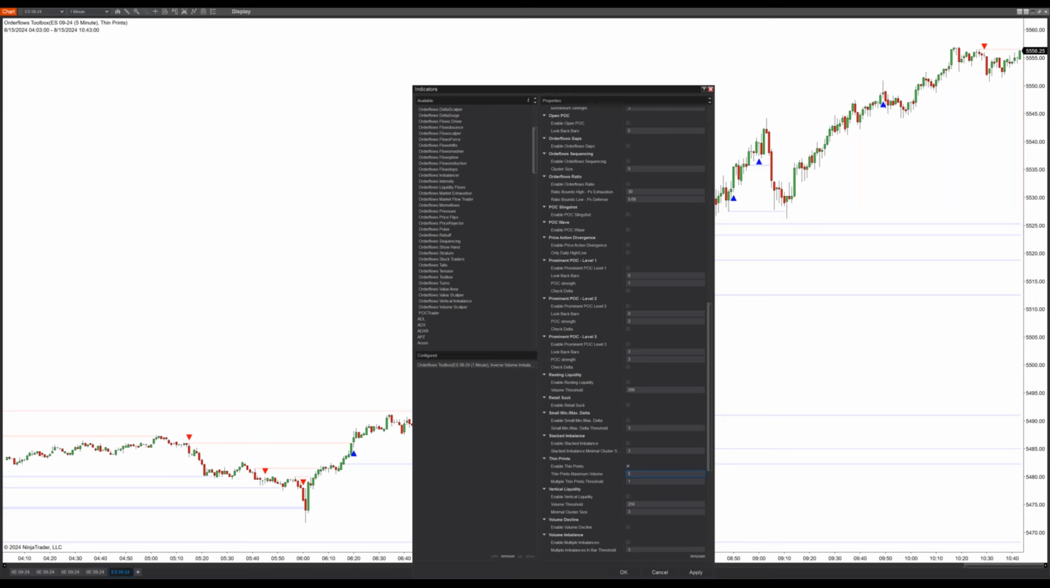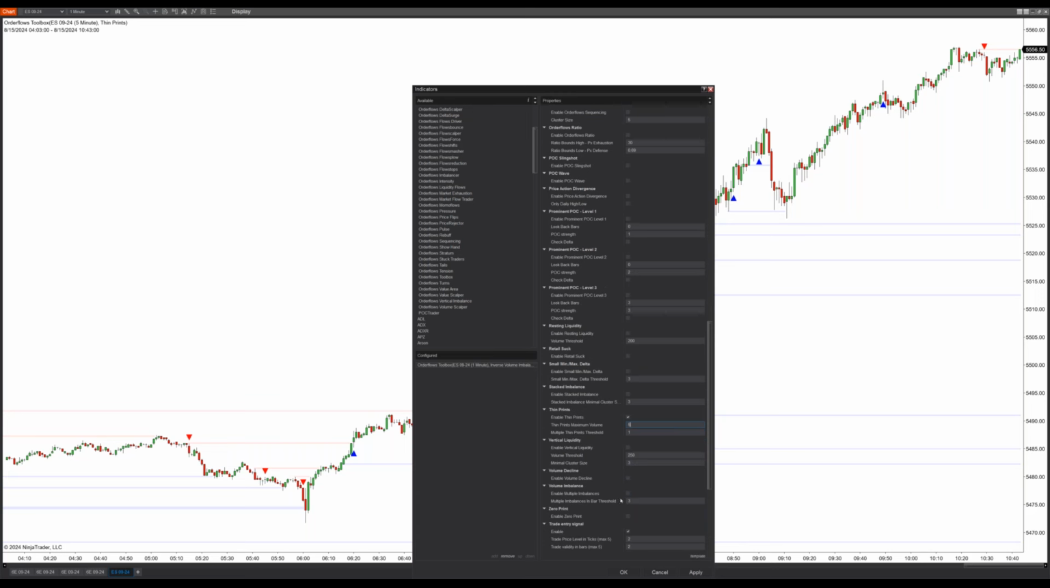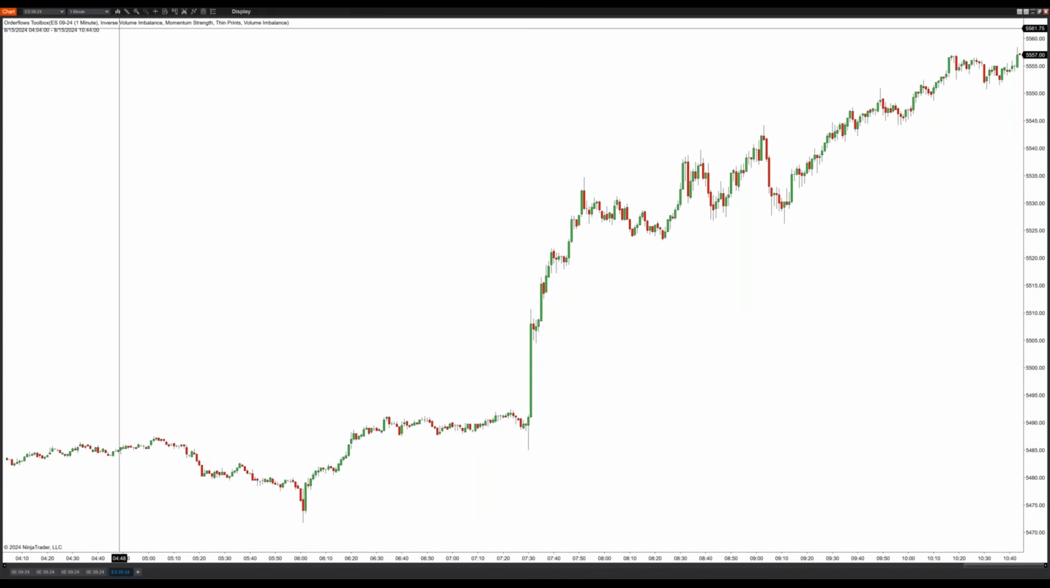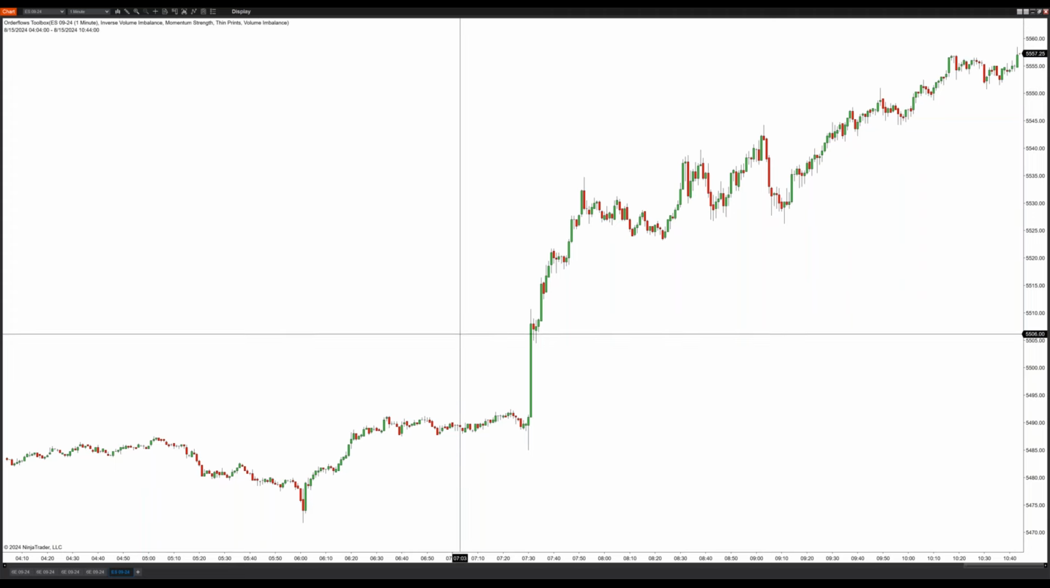And volume imbalance, but instead of 3, this is multiple imbalance. It's not stacked imbalance, right? Volume imbalance, but I enable multiple imbalances. And how many multiple imbalances in a bar? Call it 2. Just 2 imbalances. They can be stacked on each other, but even if they're spread out a little bit, okay. So what do I have here? I've got inverse volume imbalance, momentum strength, thin prints, volume imbalance.